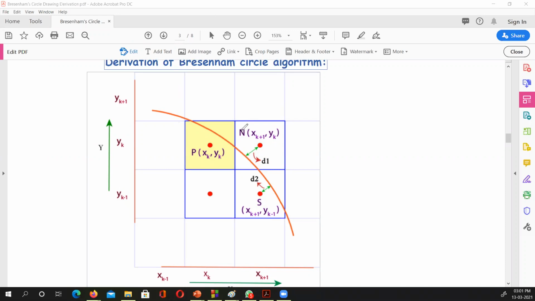Now, call it P1. This is N and S. Call it P2, whatever. So is it P1 or P2? Should I go for P1 or P2? This depends upon whether D1 is lesser or D2 is lesser. The distance D1 is lesser or distance D2 is lesser. Whichever is lesser, we will take that pixel.